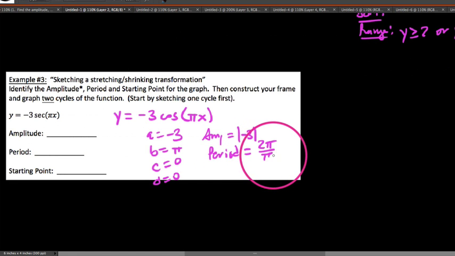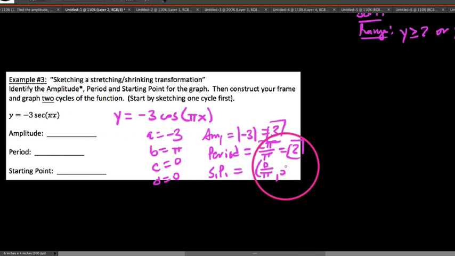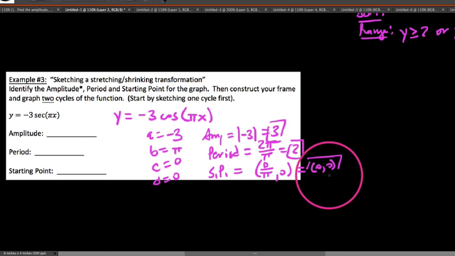Our b value here is pi, so our pi's cancel out and we just get 2. So we have the height of our frame is 3, the length of our frame is 2. We could also say the starting point is at c over b comma d. So we have c over pi, 0 over pi, comma 0. So we say 0, comma 0 is our starting point. We can go ahead and graph this guy here.